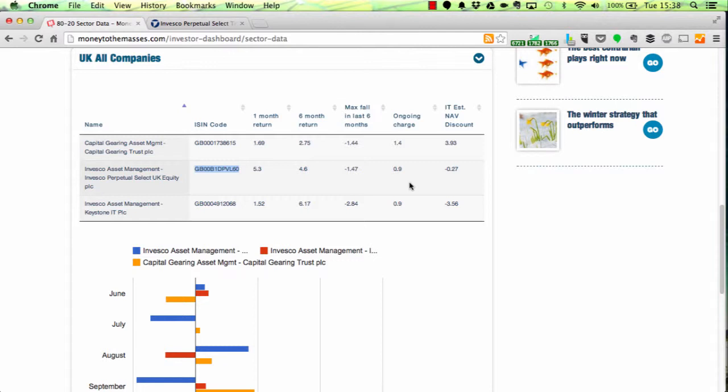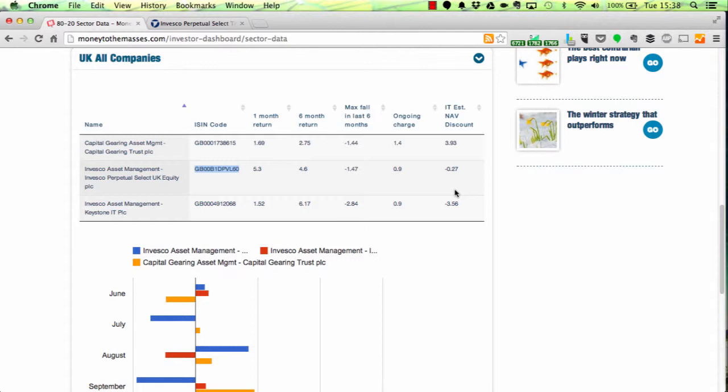So here I've also introduced something called the estimated discount to NAV. Now this data is very difficult to find normally. Investment trusts are very different to unit trusts because what they are essentially is a share rather than an open-ended fund where there are units created. What that means is that the value of the fund itself can actually be more or less than the cumulative price of all the shares in existence.